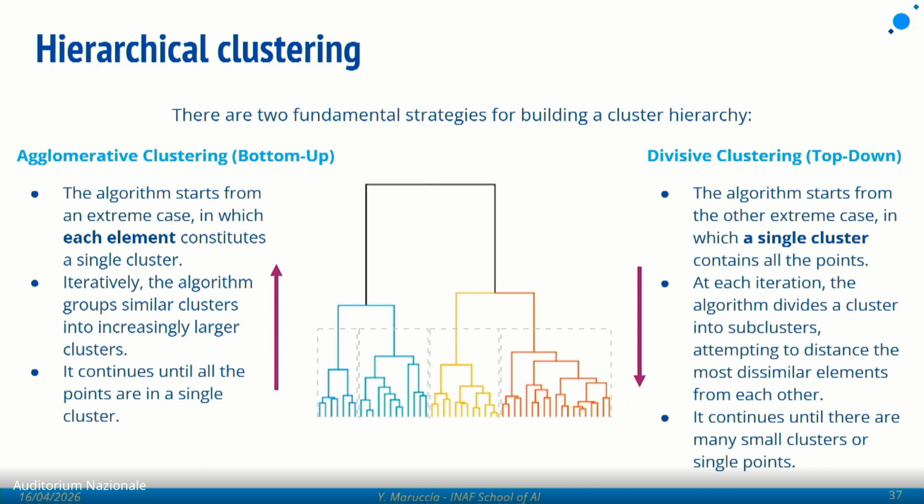And this is the bottom-up strategy, the agglomerative clustering. And then we have the divisive clustering, where we start from a single cluster, that is the whole dataset from which we are starting. And then at each iteration, the algorithm tries to divide a cluster into subclusters, and it goes on until we have too many small clusters or single points at the end.